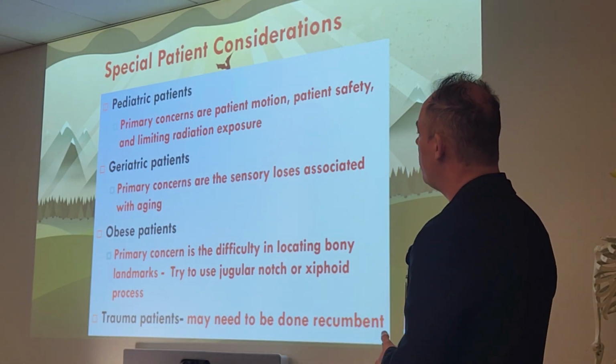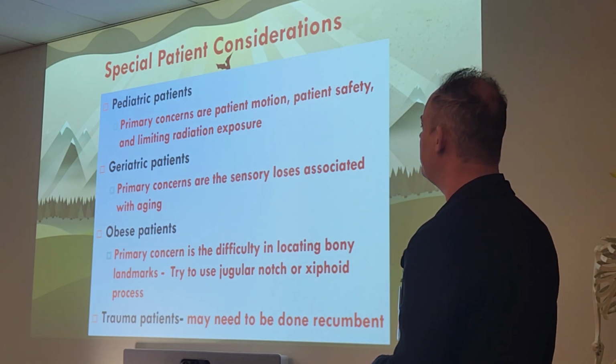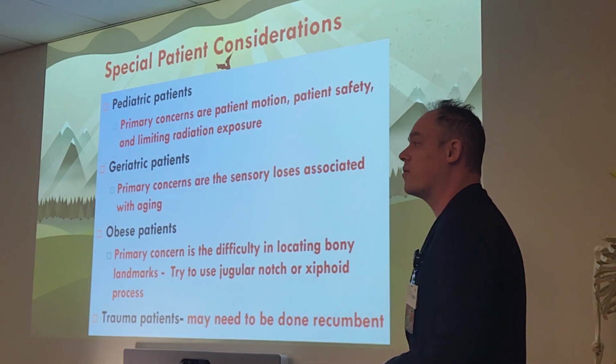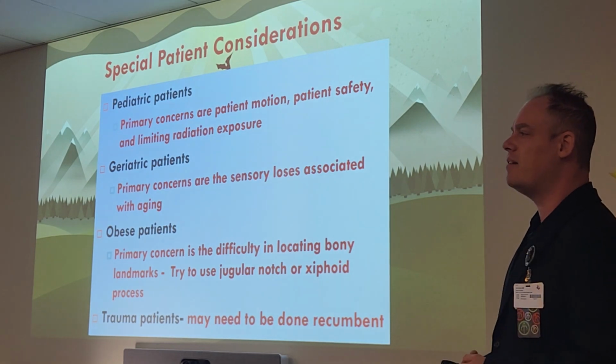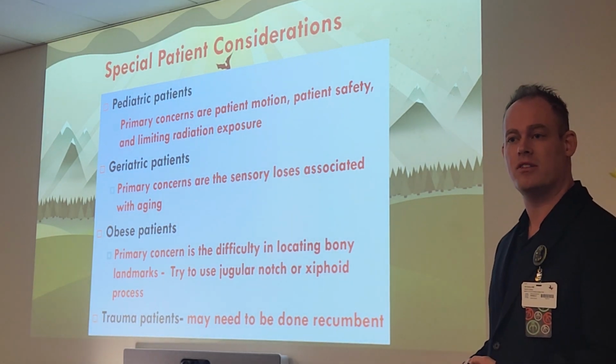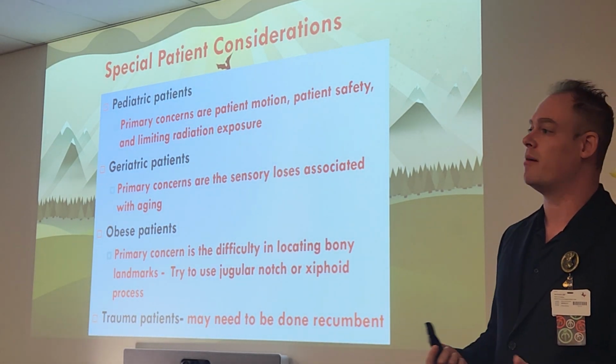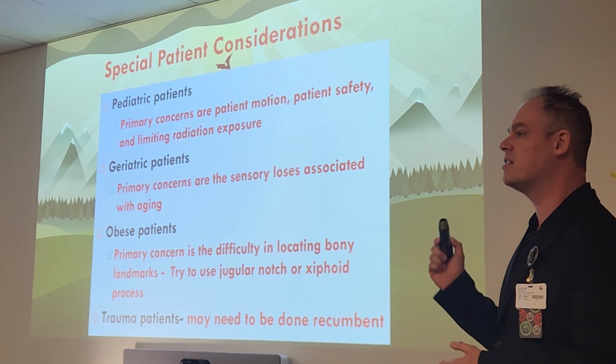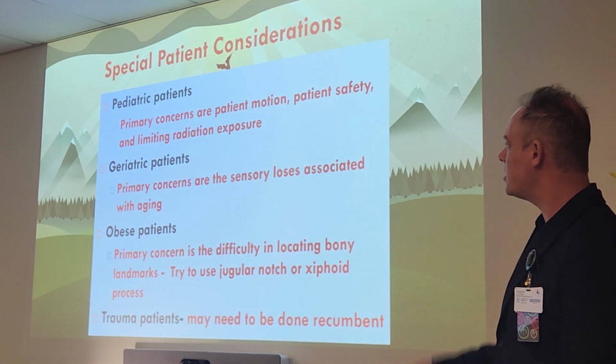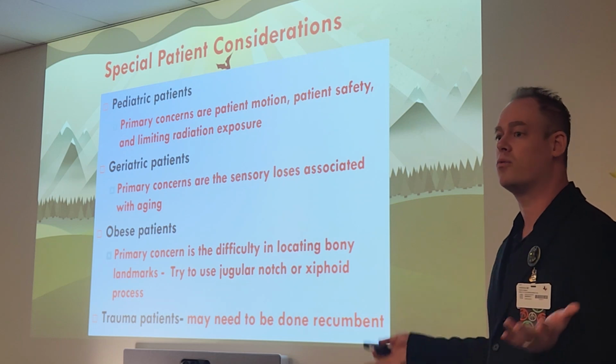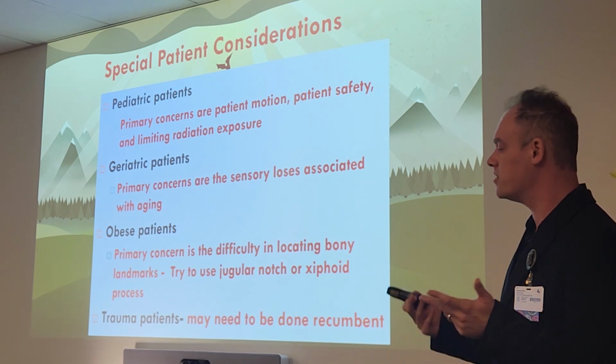All right, so some special patient considerations, guys. Of course, pediatrics. The biggest thing we deal with pediatrics, of course, is motion and their safety and limiting that radiation exposure, because their cells are a lot more susceptible to radiation damage than adults. But the big thing is going to be motion. And the reason I put this in here specifically is because you're going to do a lot of ribs on pediatrics if you ever work in a pediatric facility.